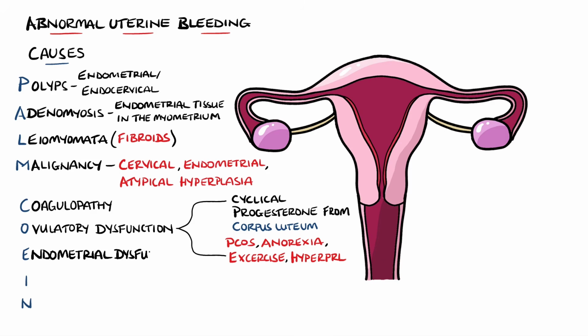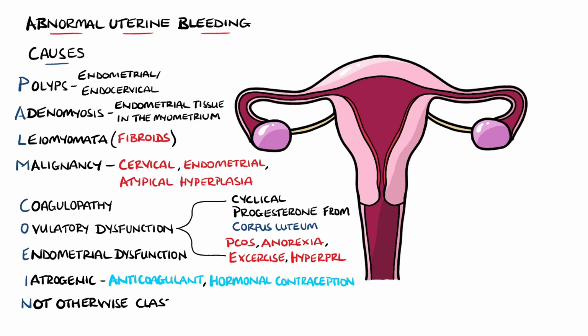E is then for endometrial dysfunction, which is essentially a diagnosis of exclusion, where no structural causes can be identified. I for iatrogenic, which can arise from the use of medications such as anticoagulants or inconsistent use of hormonal contraception. The last category is not otherwise classified, which includes outliers such as arteriovenous malformation and endometritis.